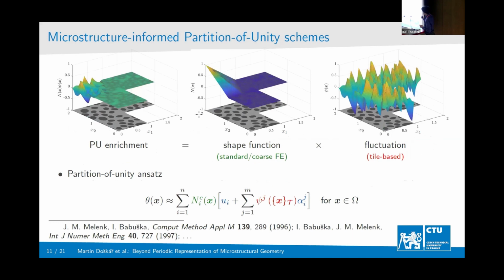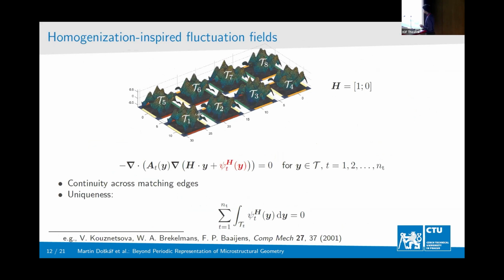And the strategy for that part is that we will have some enrichment, some reduced modes that will be a product of the finite element shape functions that we use also for the homogeneous part, and some pre-computed fluctuations, as I said. And then we combine them together using the standard partition of unity ansatz to get some reduced modes. So how do we construct those tile-based fluctuations, those characteristic fluctuations for the tiles?